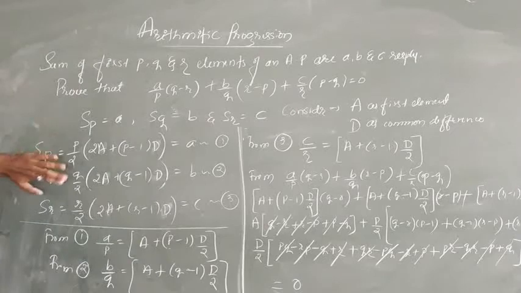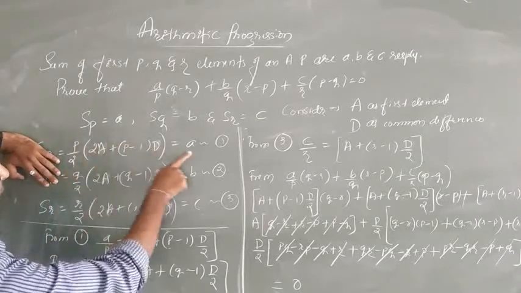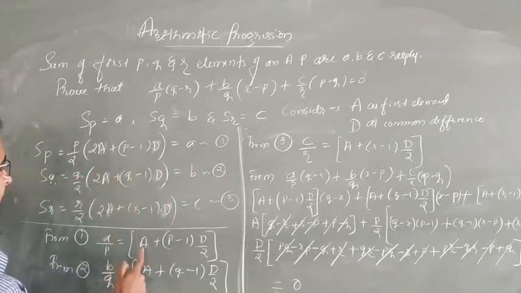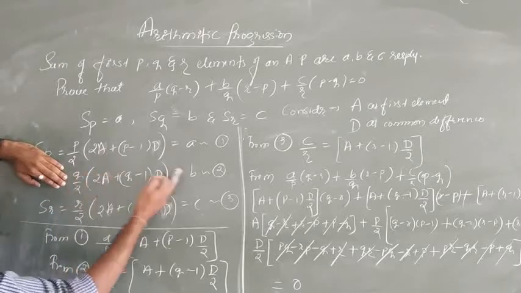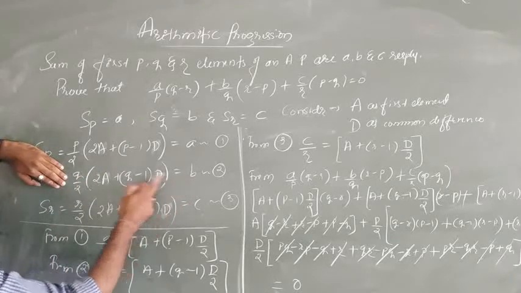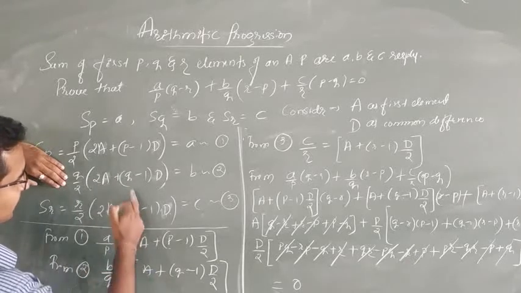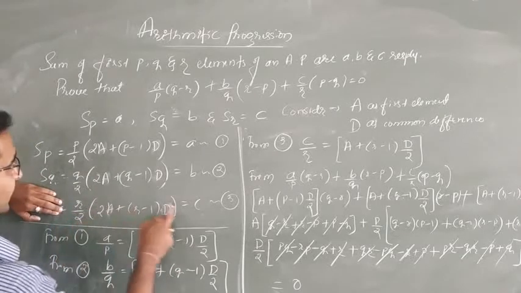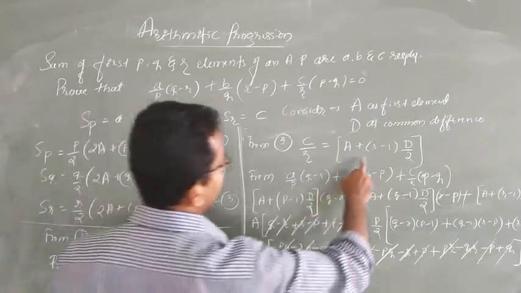How do we get a by p? I have taken this p to the RHS, then it is a by p. Then I multiply the 1 by 2 inside the bracket, and it is A plus p minus 1 into D by 2. Again, to get b by q, I take this q to the RHS, then it becomes b by q, and 1 by 2 multiplied inside the bracket gives A plus q minus 1 into D by 2. To get c by r, I take this r to the RHS, then it is c by r, and again 1 by 2 inside the bracket gives A plus r minus 1 into D by 2.